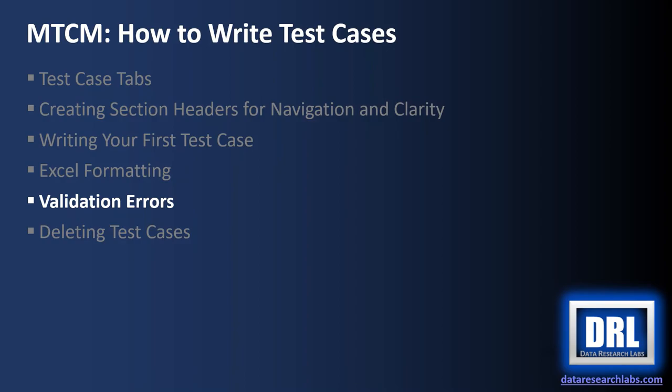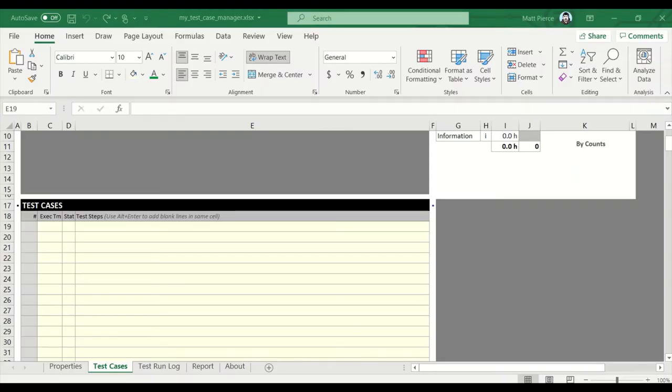Next up, validation errors. In order for all the automated calculations, tables, charts, and reports to properly function, it's important that you fill in all three columns of any given row of a test case. That means the execution time, status, and test steps can't be blank. Maybe they're all filled out or they're all blank. Never partial. The reason is that your calculations won't work. You'll have counts that are off, etc.